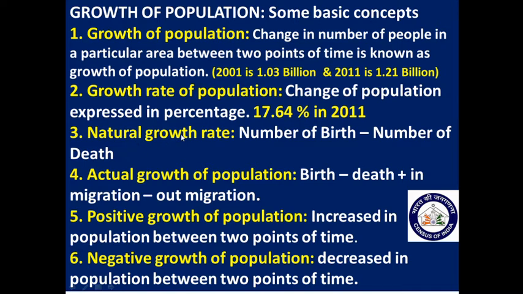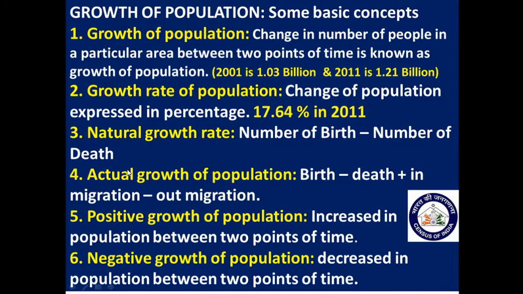What is meant by natural growth of population? Natural growth of population means the number of births in a particular country minus the number of deaths in that country. The difference between the number of births and the number of deaths in a particular country or region is called natural growth rate.